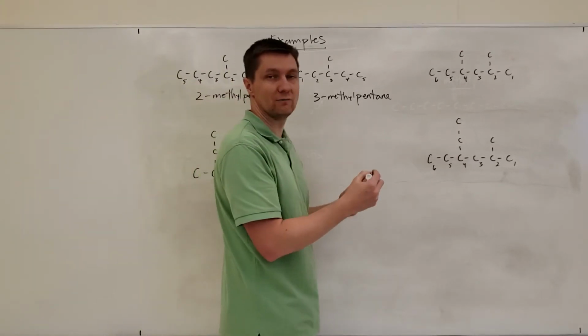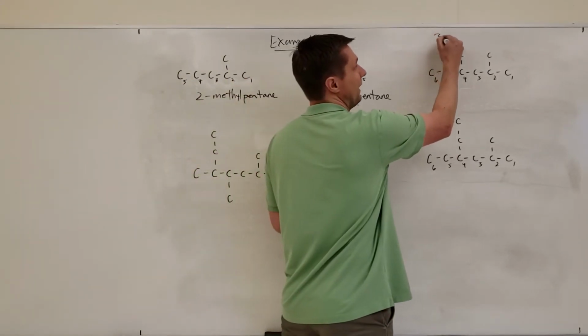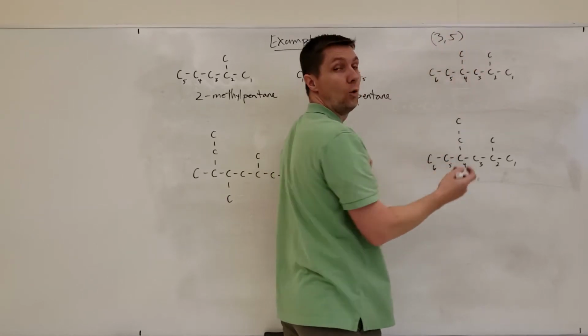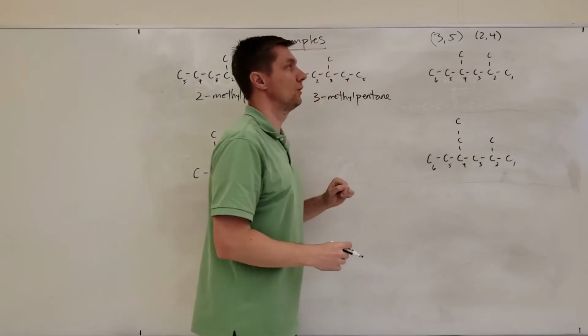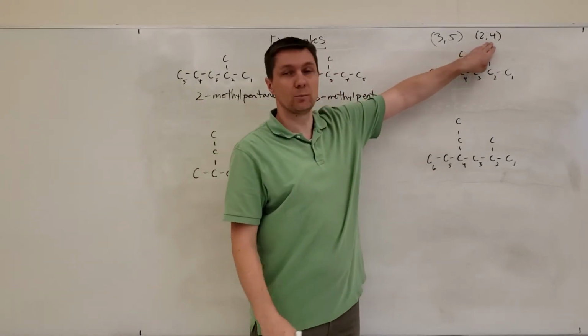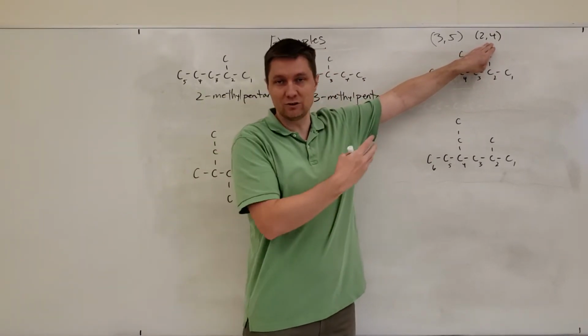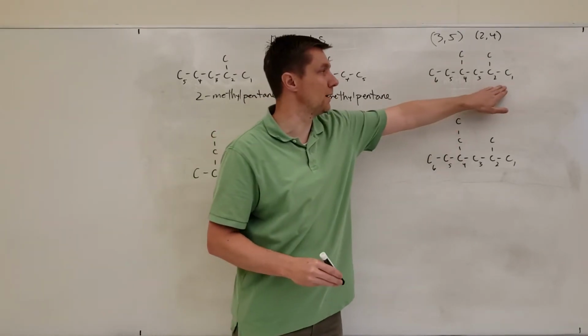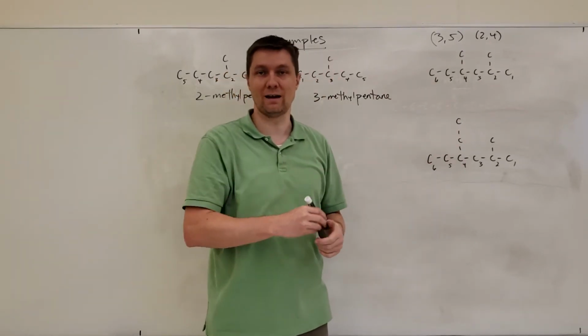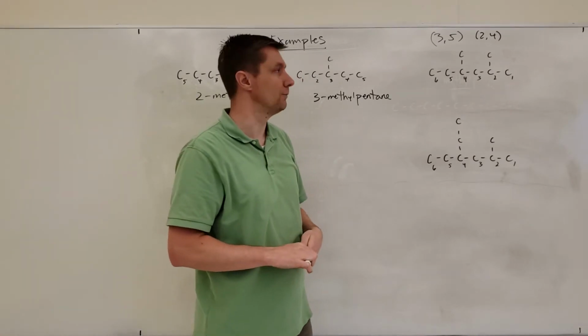So in this case, I have 2 options. I have a 3 and a 5, or I have a 2 and a 4. And so in this case, I would select the numbering system that gives me this one because obviously the 2 and the 4 is a lower set of numbers. And so this is why I'm numbering this one from right to left for that molecule.